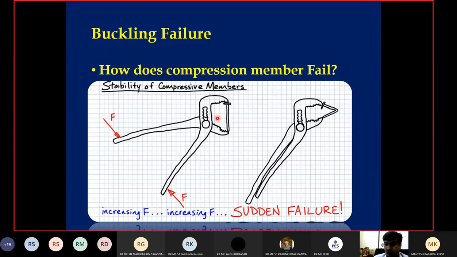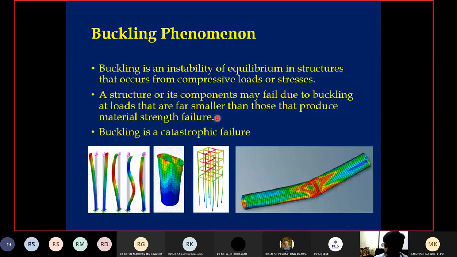So I would request you to be safe before you do this, but definitely understand the subject of buckling and how serious it is, because once the failure starts, it's not going to end. So that's the importance of buckling. It's basically an instability of equilibrium of structures.